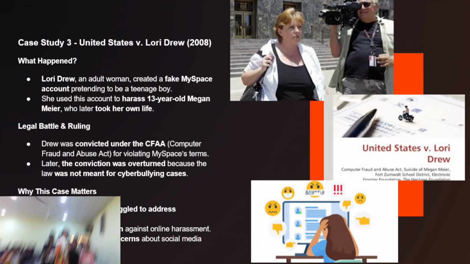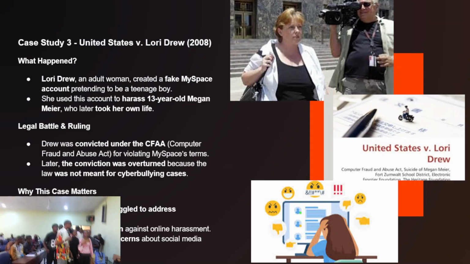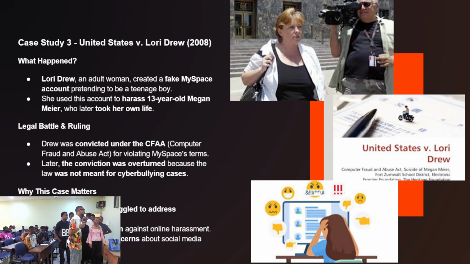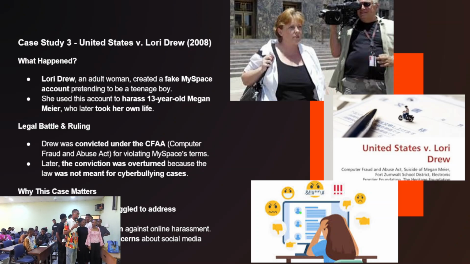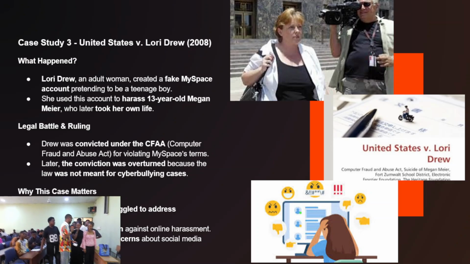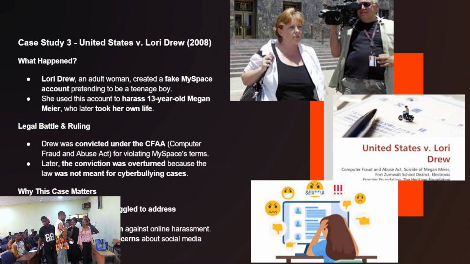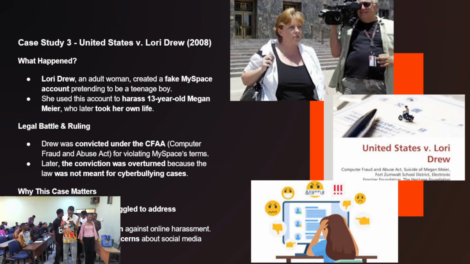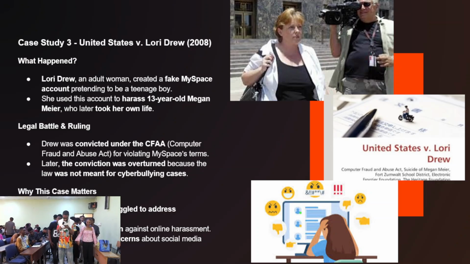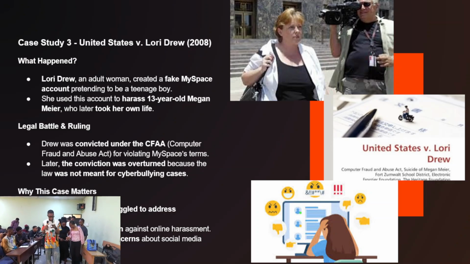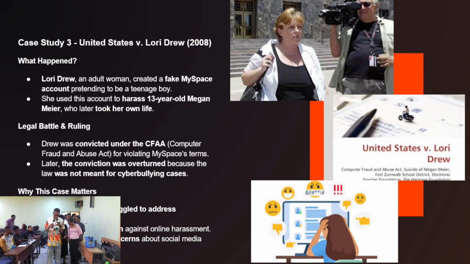United States versus Lori Drew. What happened? Lori Drew, an adult woman, created a fake MySpace account pretending to be a teenage boy. She used this account to harass 13-year-old Megan Meier, who later took her own life.